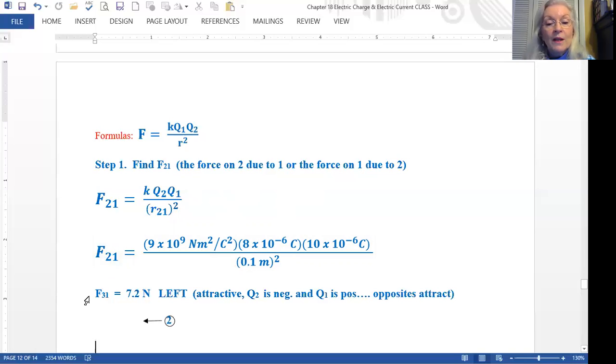How do I know it points left? Charge 2 is negative, charge 1 is positive. They're going to attract each other. That means charge 2 would be moving towards charge 1, which is left.